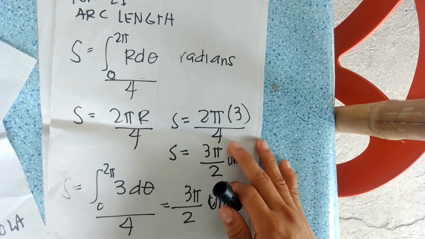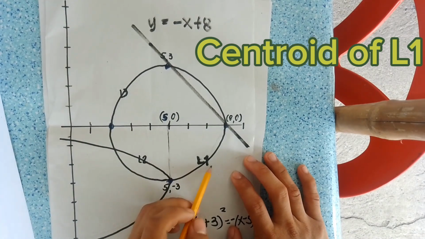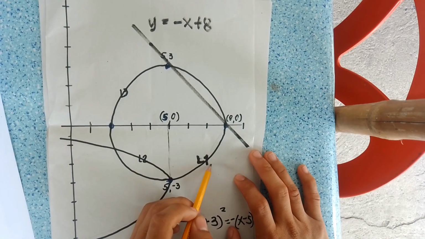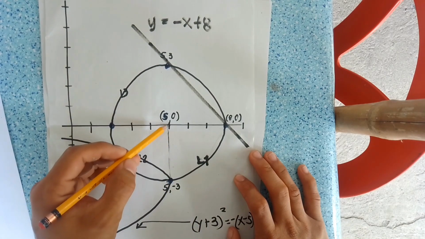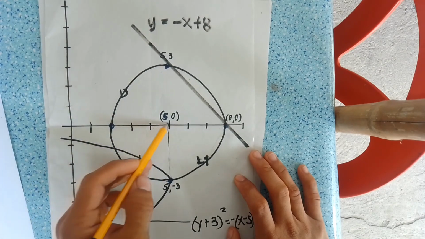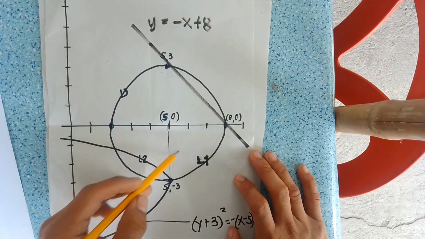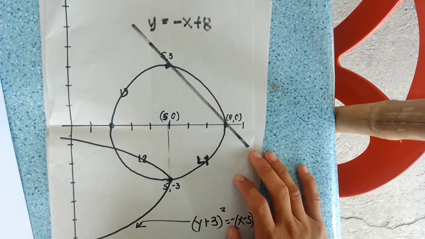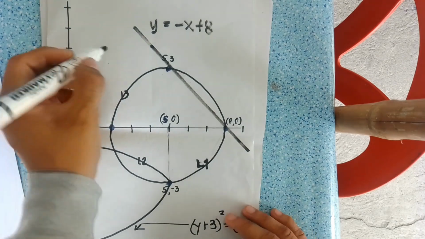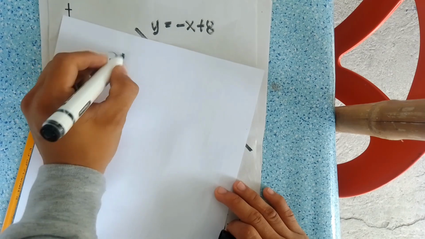And next one is centroid. Mas dasig na niya, pero medyo complicated. Now, here for the centroid, we all know that L1 is already 3 pi over 2 units. For centroid, mapansin nyo na this one is a quarter circle. The total angle inside the entire circle is 360 degrees.